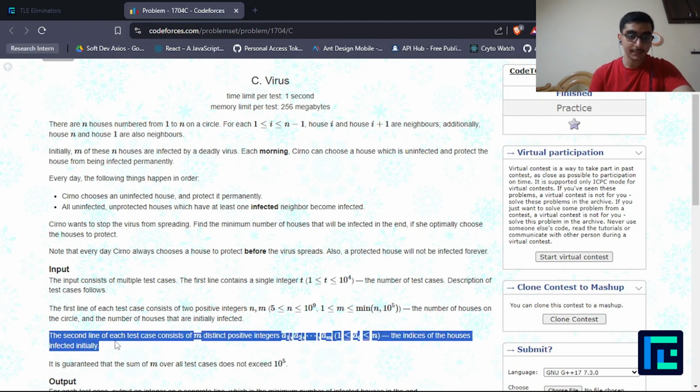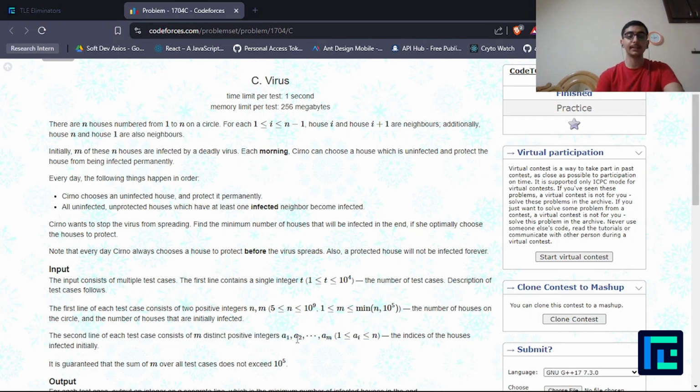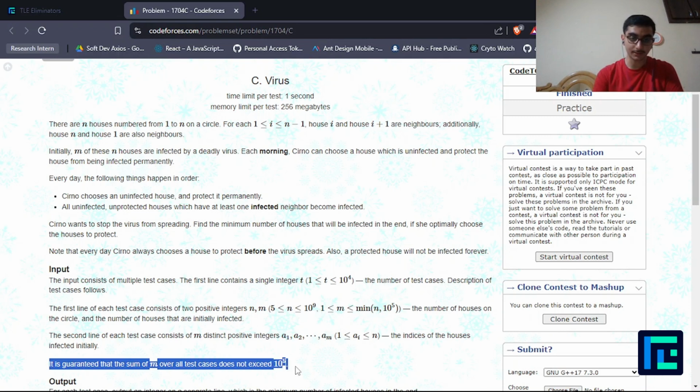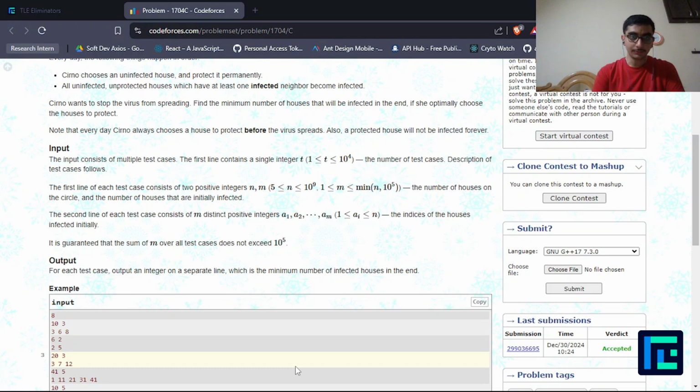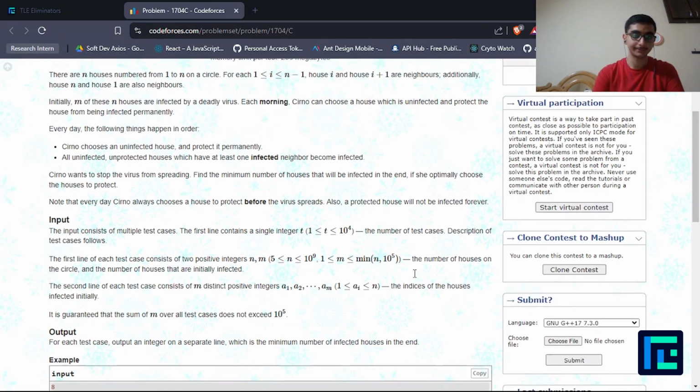The second line of each test case consists of m distinct positive integers a1 till am, where each ai is between 1 and n. These are the indices of the houses that are initially infected. It is guaranteed that the sum of m over all test cases does not exceed 10 power 5. So now for each test case, you have to output a single integer on a separate line denoting the number of infected houses in the end.